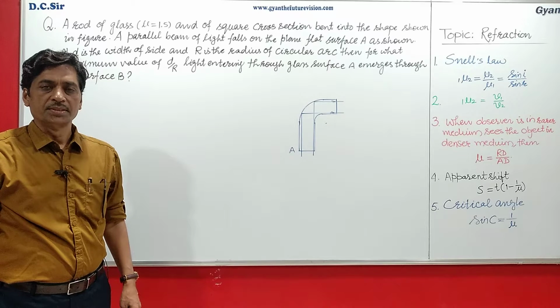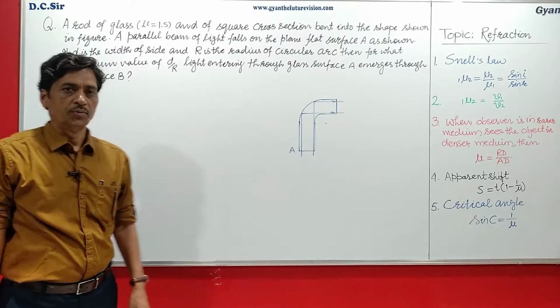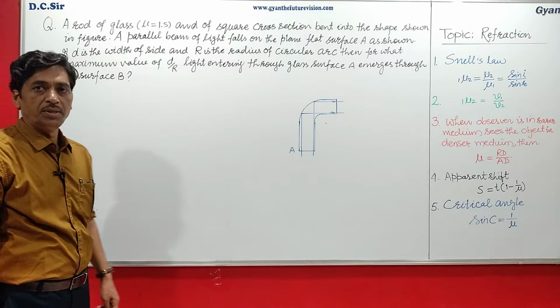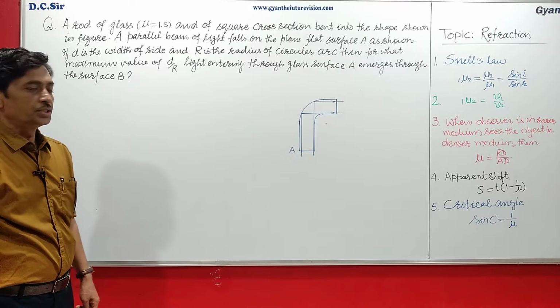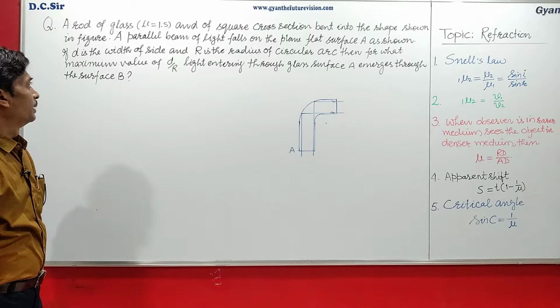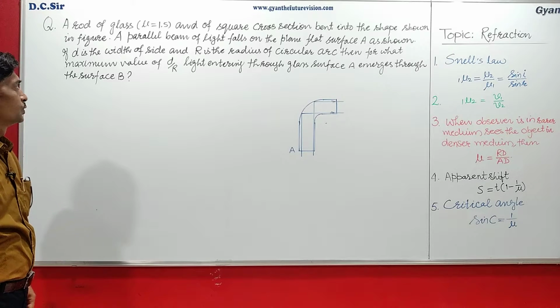Students, I am going to discuss a problem of total internal reflection. The problem is: a rod of glass of refractive index 1.5 and of square cross section is bent into the shape shown in the figure. A parallel beam of light falls on the plane flat surface A as shown.